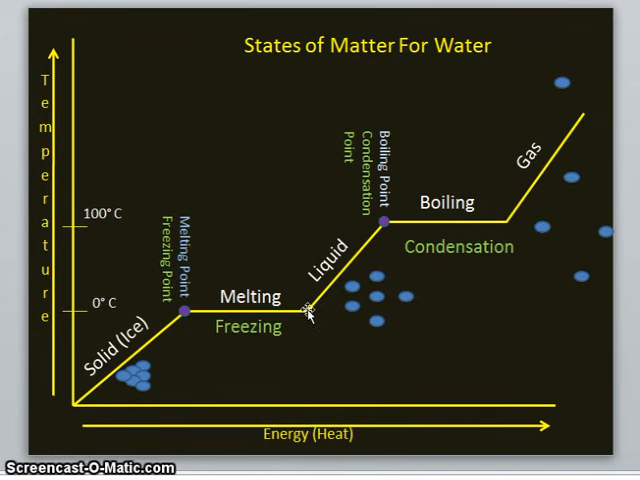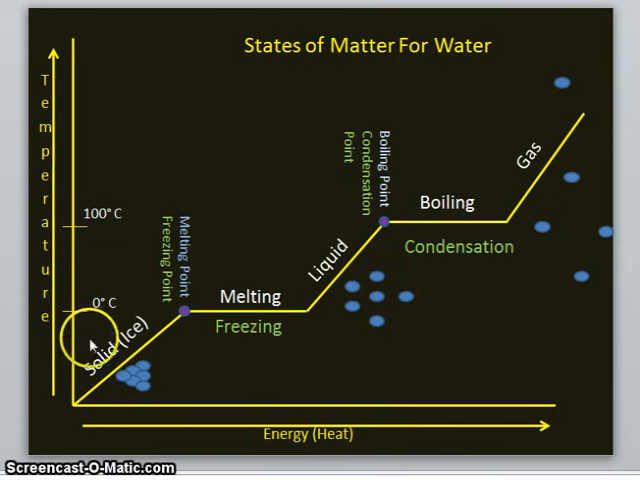energy away, and those particles slow down so far that they can no longer overcome their mutual attraction, and that's called freezing at the freezing point, 0 degrees Celsius. Freezing creates that solid again, and we're back down to the slowest particles and the least amount of energy.